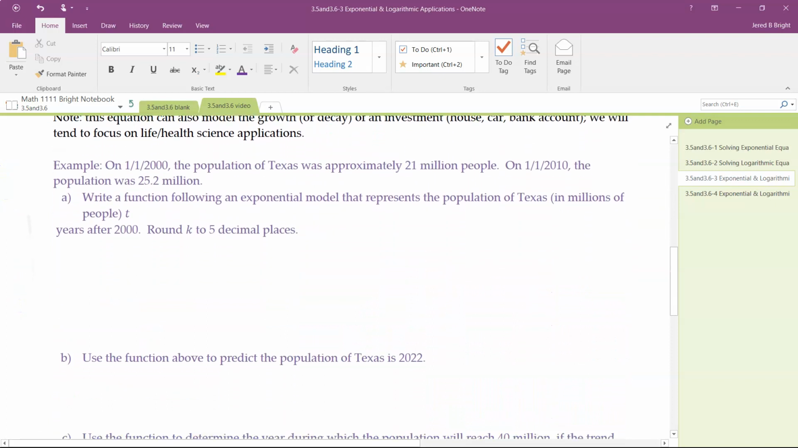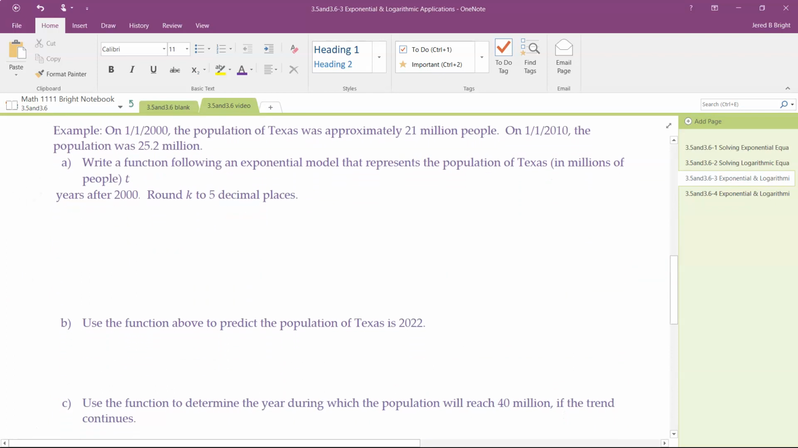So here's an example. We're looking at Texas, and historical data shows that at the new millennium, Texas had approximately 21 million people in it. And then 10 years later, so a decade later, the population was about 25.2 million. So we want to write an exponential model that represents the population of Texas t years after the year 2000, and figure out what k is. You can use k; some people use r. K or r, they are used interchangeably. Round r to 5 decimal places.